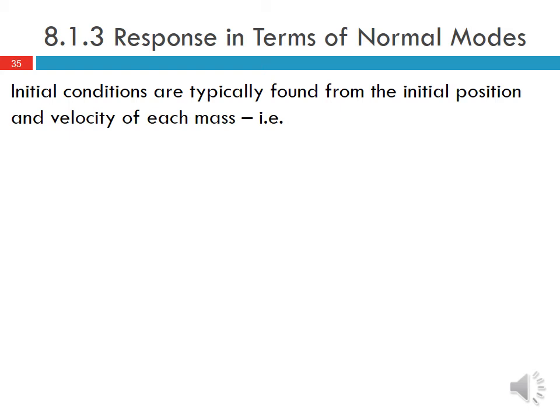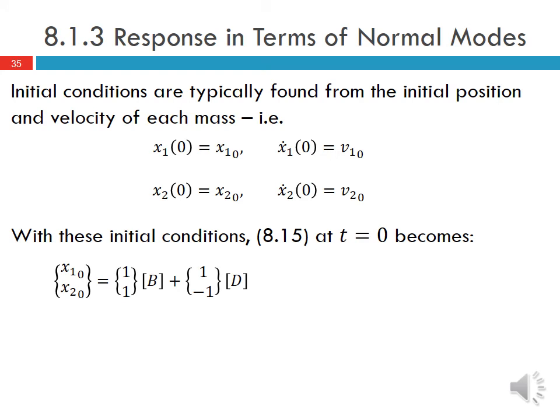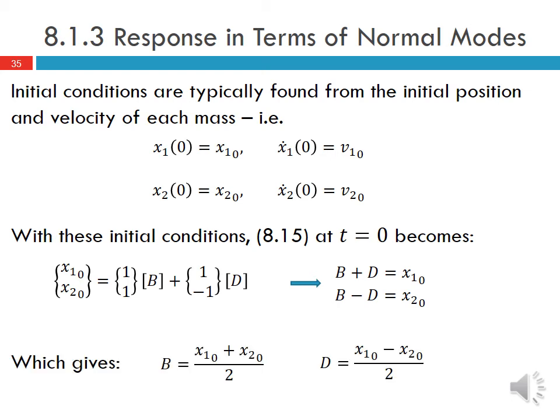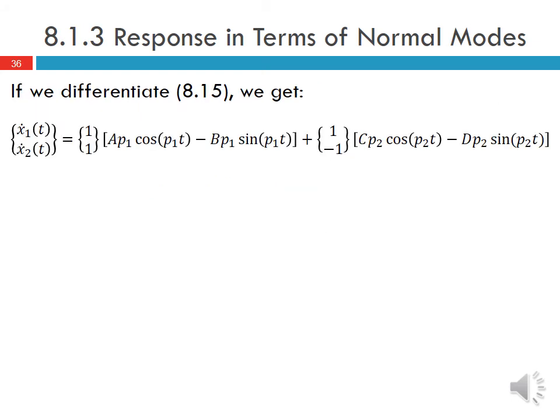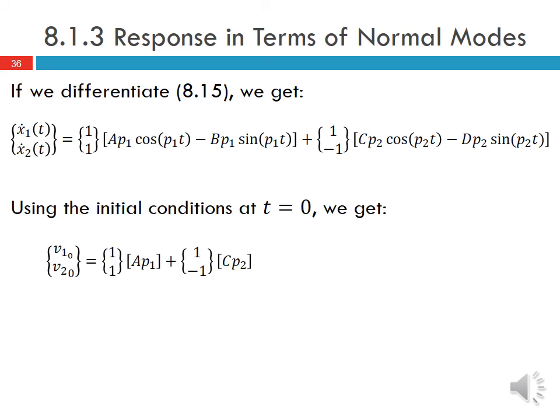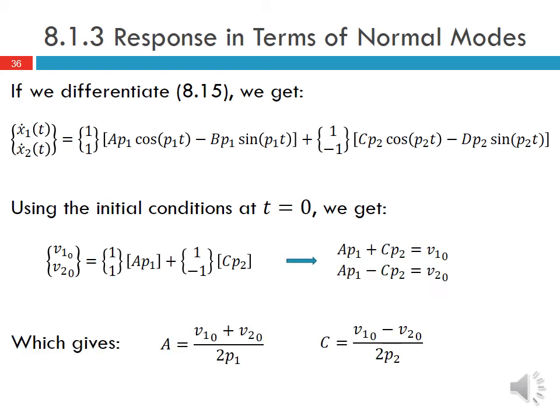So initial conditions are typically found from the initial position and velocity of each mass. So we can define some initial position and initial velocity for each of our masses. With these initial conditions, our equation at time t equals 0 gives the expressions for B and D in terms of the initial positions. And we can differentiate our equation to get the velocities, and using the initial conditions for our velocities, we can find the expressions for A and C. So now we found all of our arbitrary constants in terms of our initial conditions.